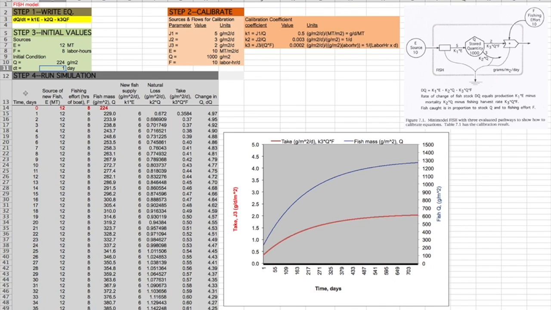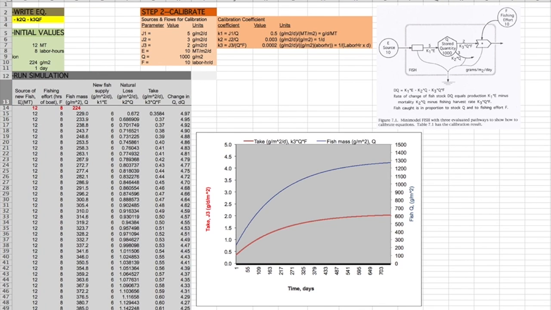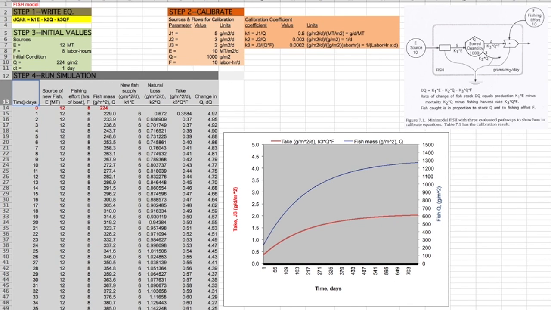So the components of the simulation are the time during our simulation. In this case it's days, so that's a column. And then each of our sources, flows, and storages, as well as our change equation, are columns within the model. Our source E is a column. Again, it's constant, so it's going to be 12 throughout. Our fishing effort, labor hours, although it's mislabeled here as boats, is also constant, 8 labor hours.